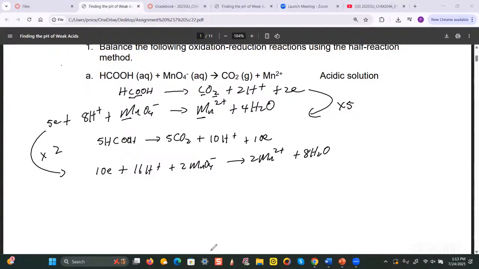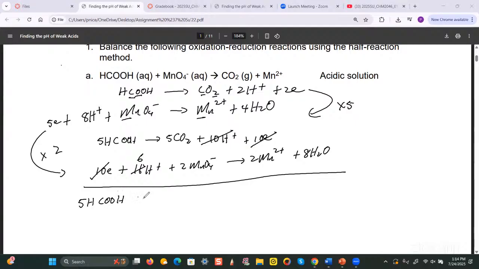Okay, what will cancel out? The electrons. Electrons must cancel out, as I said before. But are there any other possibilities in terms of things canceling out? The hydrogen ions, right. So the 10 hydrogen ions would cancel out, and then there would be 6 left. Very good. I don't think there's anything else to cancel, so we just write down what is left.